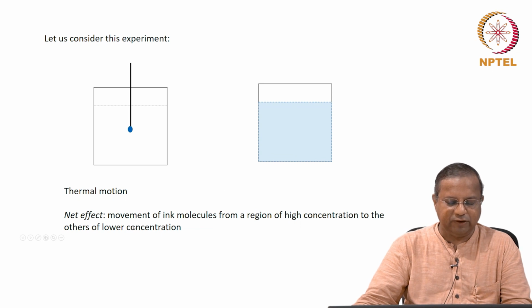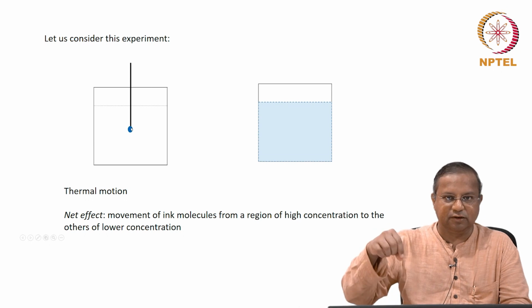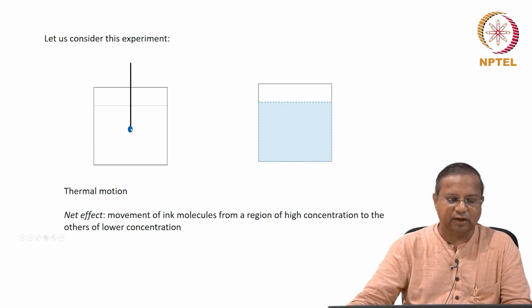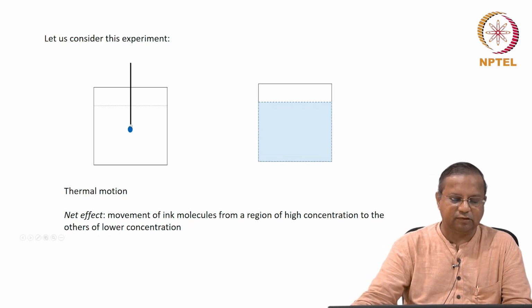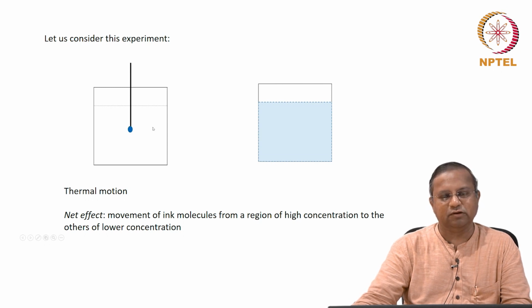Okay. So, the net effect is the movement of ink molecules from a region of high concentration to others of lower concentration. Initially, there was no ink here, the ink concentration in the other spaces was 0. Here it was the ink concentration in the drop that we let out. So, this is at a higher concentration compared to this, and the thermal motion effectively, although it is all random in all directions, has caused the movement of ink molecules from a region of high concentration to the region of lower concentration, till ultimately the concentrations in all parts become equal.